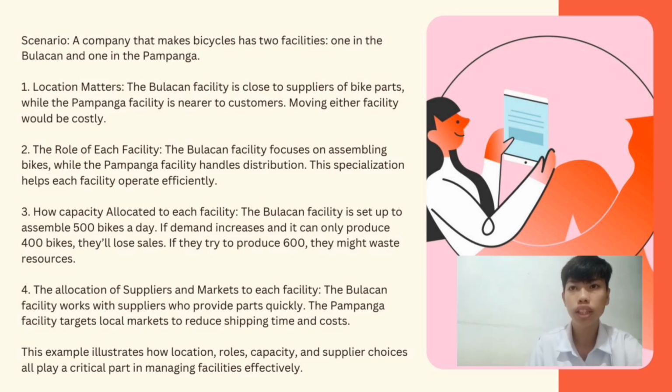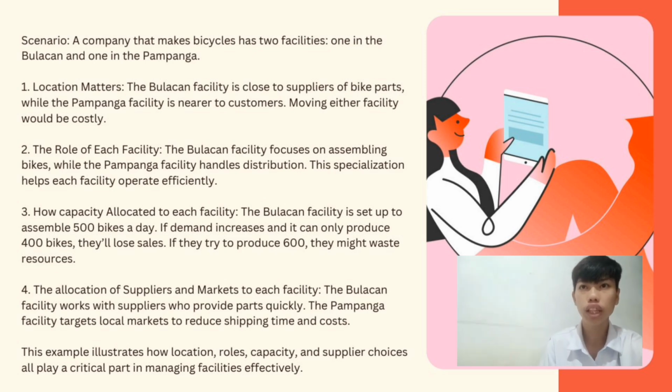3. How capacity is allocated to each facility. The Bulacan facility is set up to assemble 500 bikes a day. If demand increases and it can only produce 400 bikes, they lose sales. If they try to produce 600, they might waste resources.